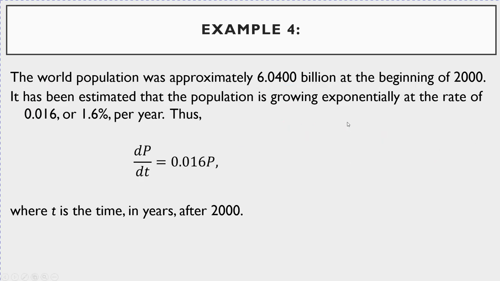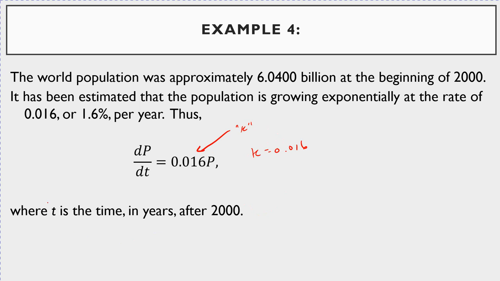All right, let's do another one here. So the world population was approximately 6.04 billion people at the beginning of the year 2000. And it's been estimated that the population is growing exponentially at a rate of 0.016 or 1.6% per year. So they're telling you the growth rate. dP/dt is equal to 0.016P. So this right here, they're telling you the k.